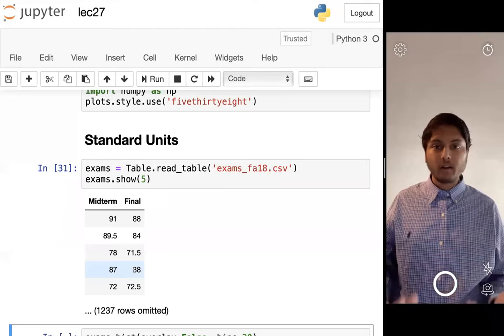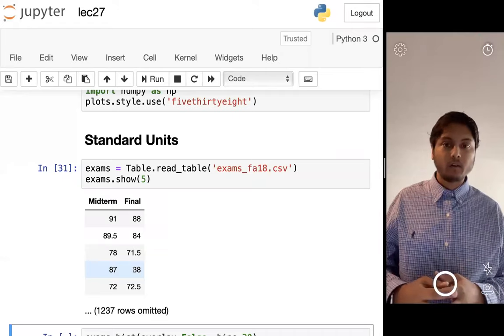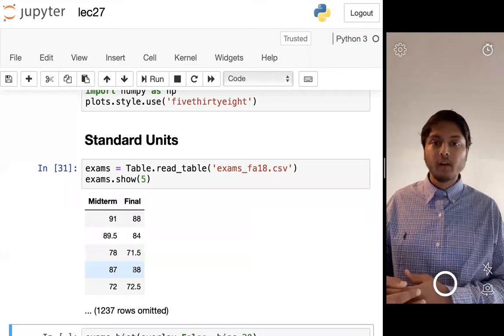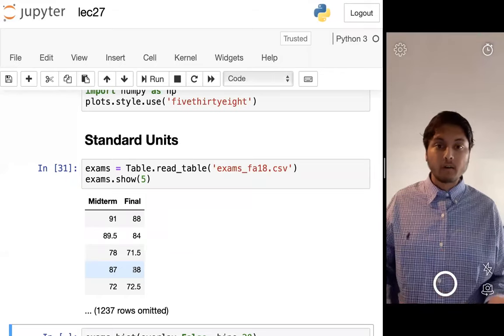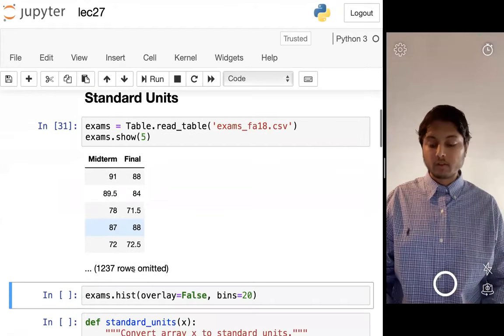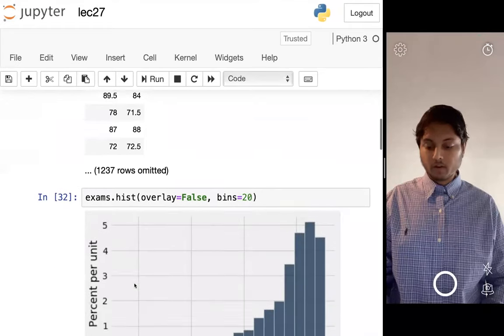But things are relative too, in terms of where the distribution is. If the distribution of the midterm is a lot higher than the distribution of the scores on the final, then an 87 actually might be worse. It just depends on the distribution, where the center is and what the standard deviation is. So let's take a look at these distributions next to each other.